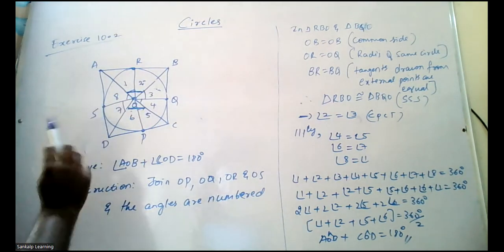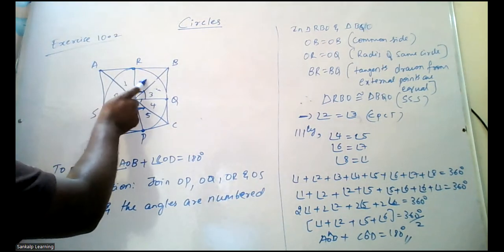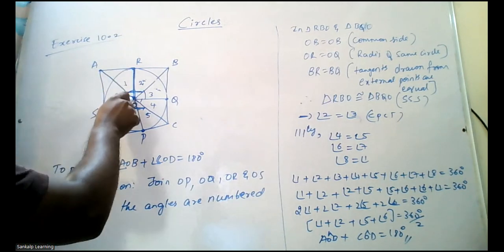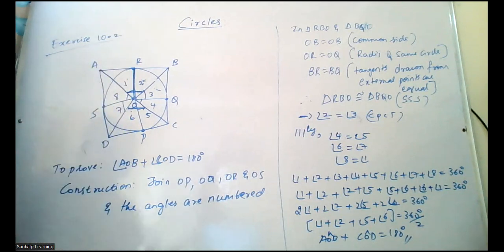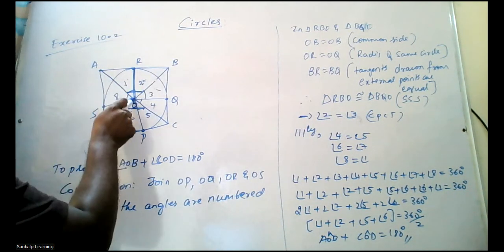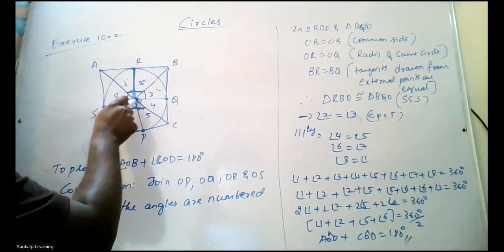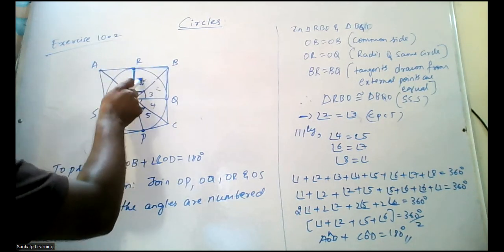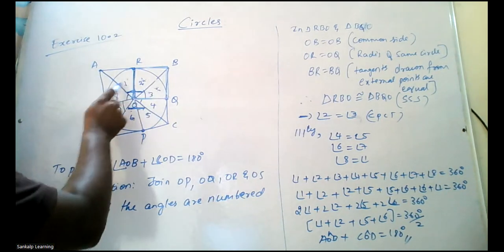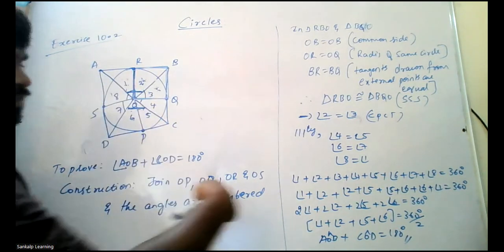You prove these two triangles are congruent. Same stuff. You cannot prove these two triangles as congruent. Remember that. This is the common side. So you have to be very careful in choosing the triangles. These two. Okay, it will be like a square. Prove these two are congruent. You get 2 is equal to 3, 4 is equal to 5, 6 is equal to 7, 8 is equal to 1. Then if you add everything, 360.